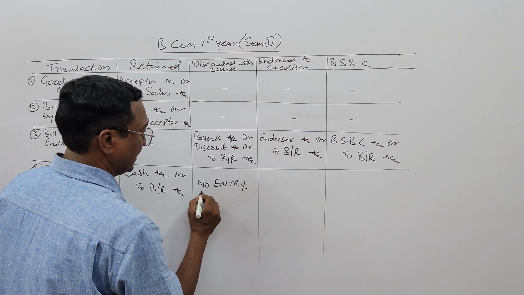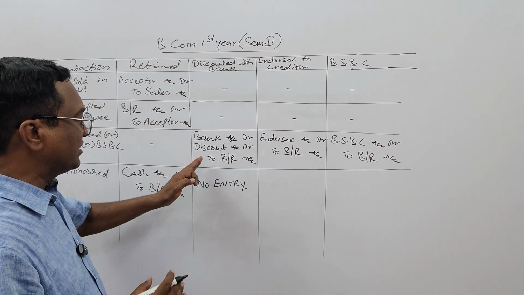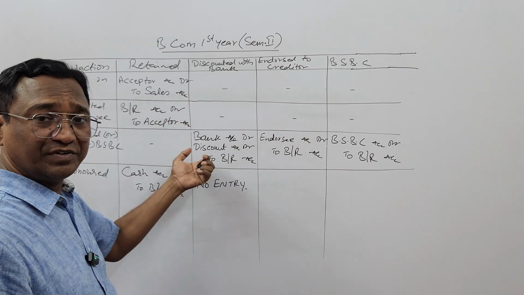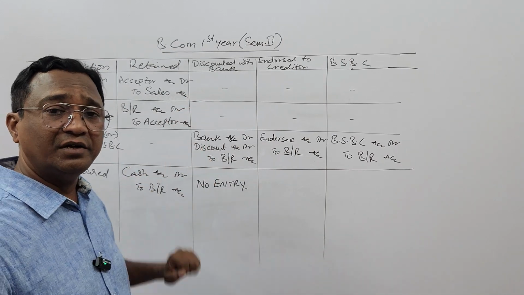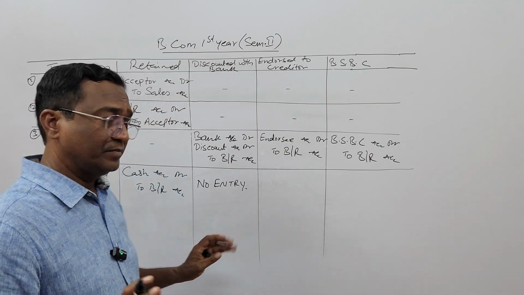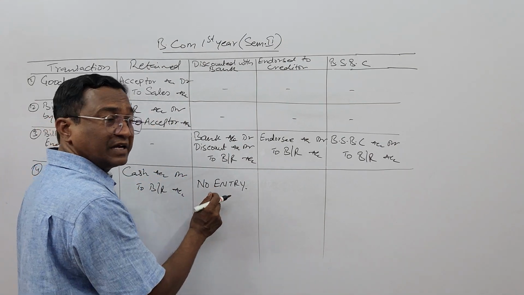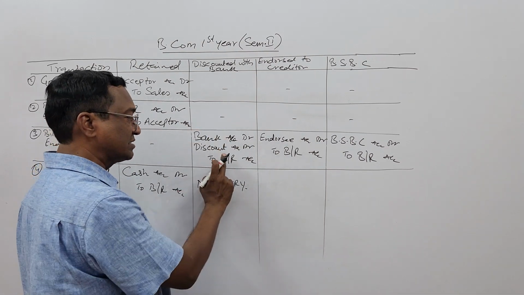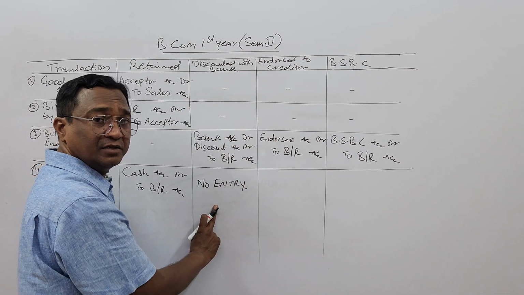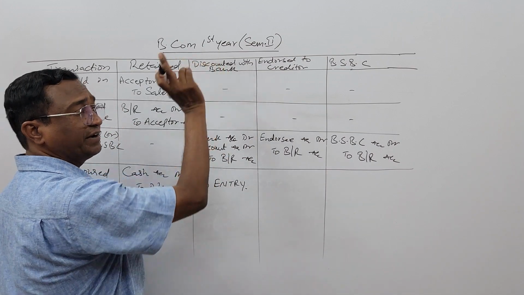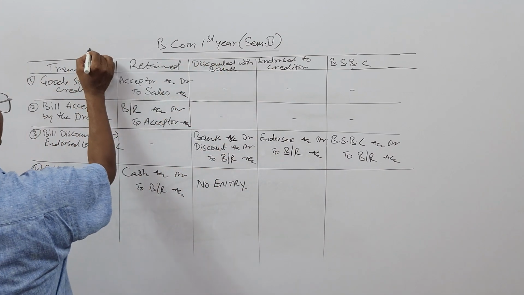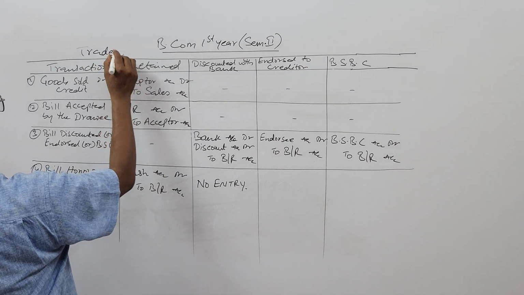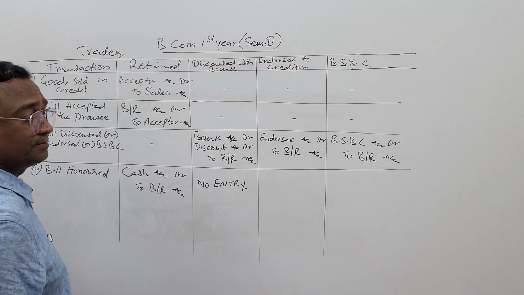Why no entry? Bill is with the bank. Bank has already given money to the trader. Already this 20,000 has been settled to the trader. It's already paid. So customer directly pays to bank, not to the trader. So customer will directly pay to bank. So no entry in the books of a trader. So these are the entries in the books of trader, right?